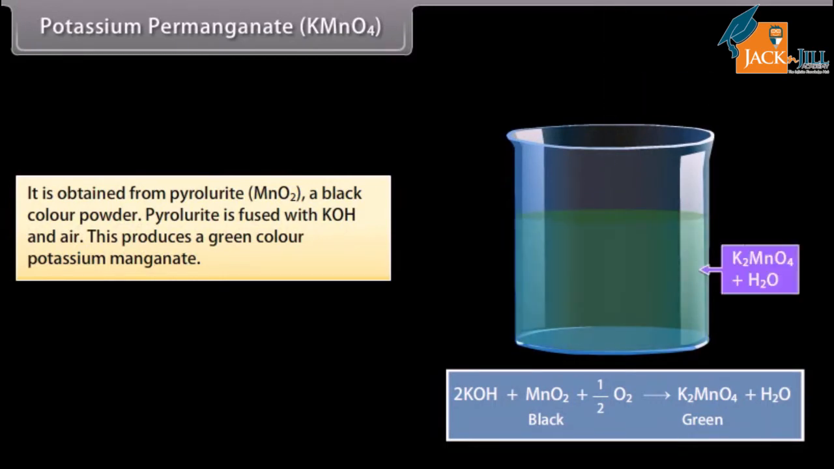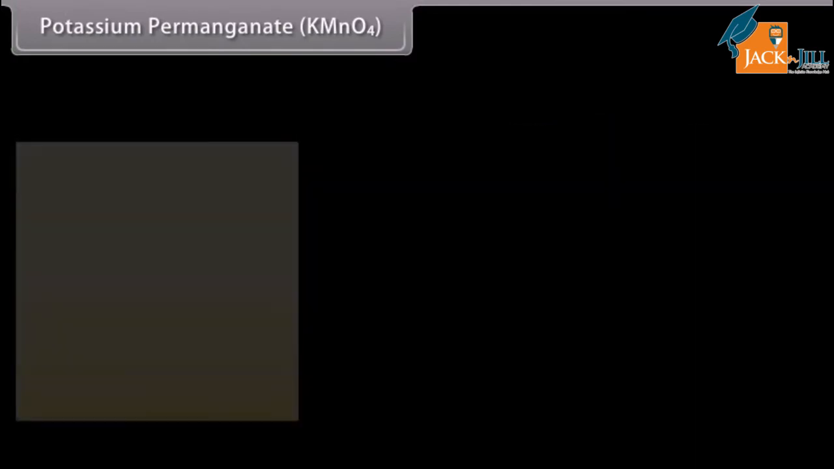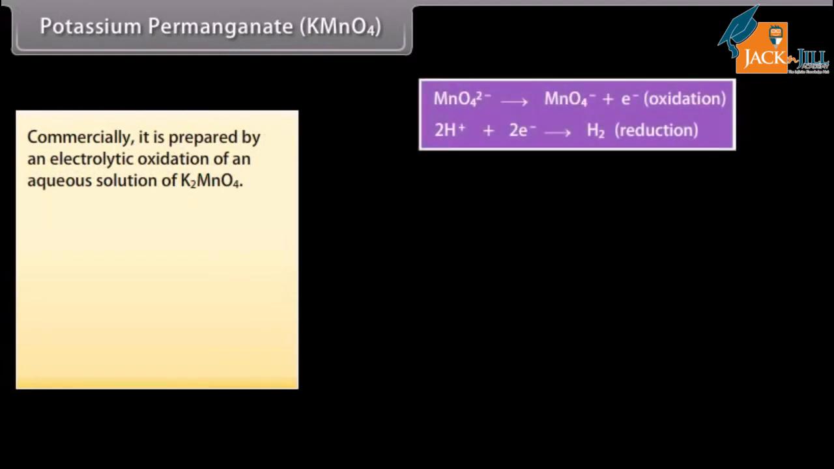Pyrolusite is fused with KOH and air. This produces a green colored potassium manganate. Commercially, it is prepared by an electrolytic oxidation of an aqueous solution of K2MnO4.